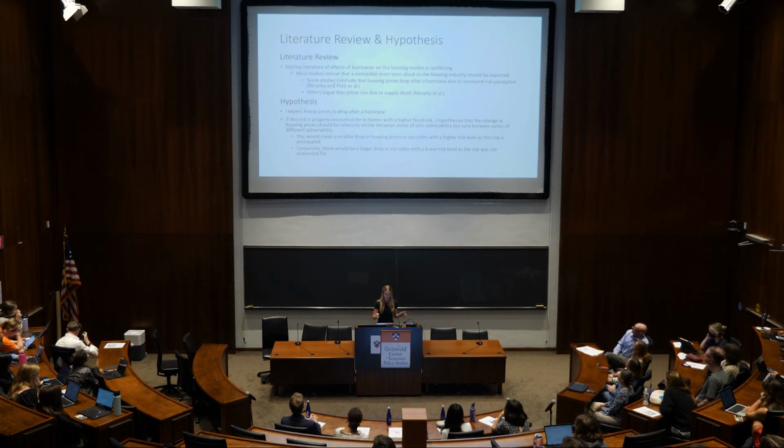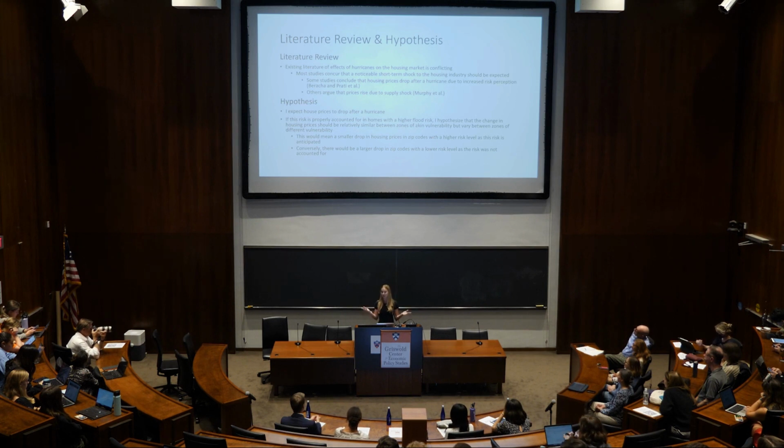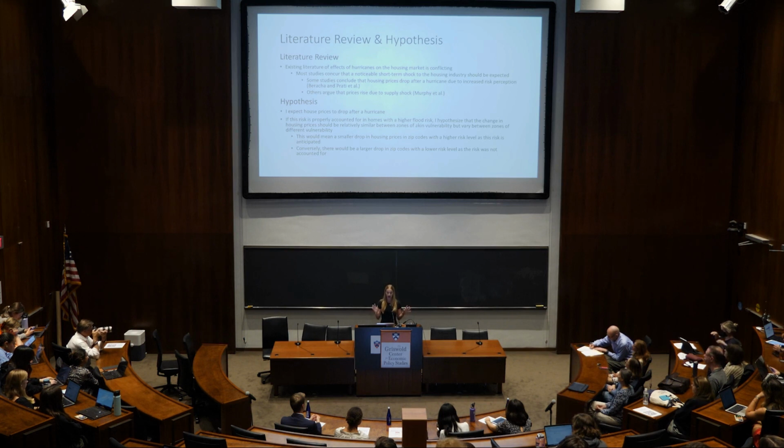So, literature review. Surprisingly, there's a decent amount of literature on the effect of hurricanes on the housing market. However, it is conflicting. Some studies concur that the price of homes increases after a hurricane due to a supply shock. Some properties are damaged, so there are fewer homes standing, and thus the price of these homes increases. Other studies concluded that the price of homes would decrease after a hurricane, due to increased risk perception. Residents are more aware of the risk, thus prices drop. So on this front, I expected prices to drop after a hurricane. I found these arguments more compelling.